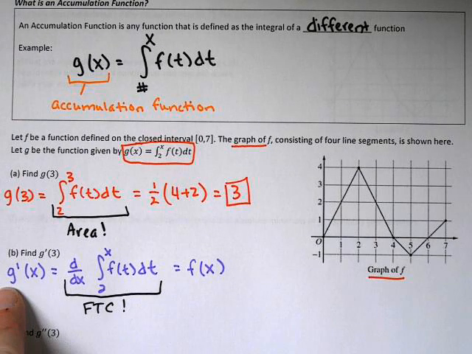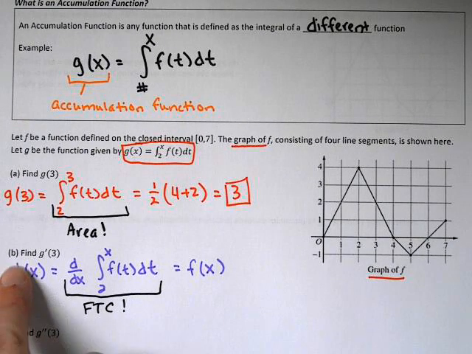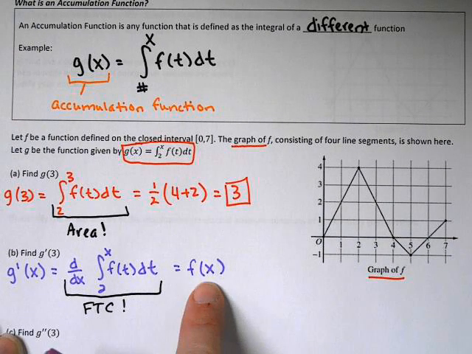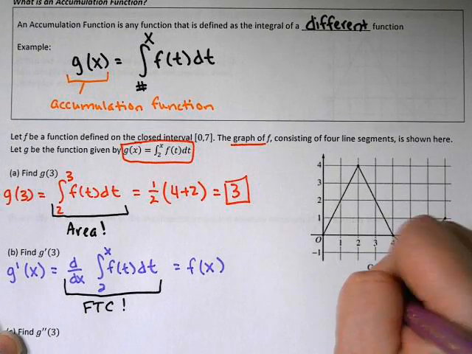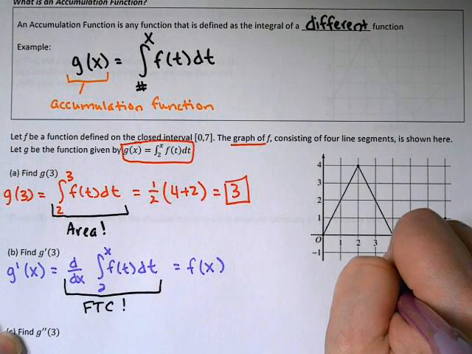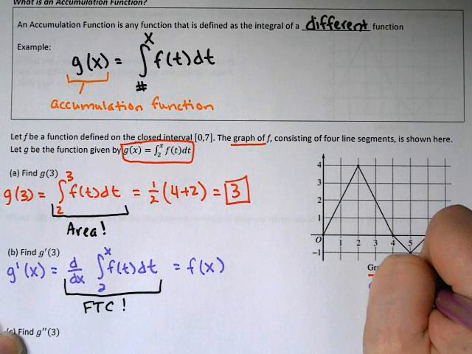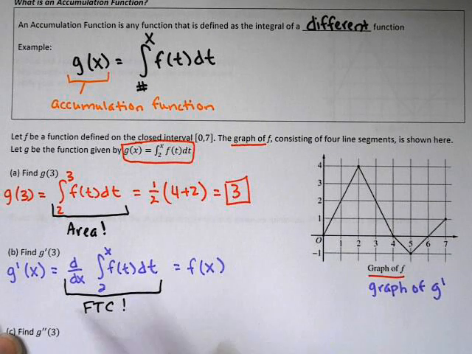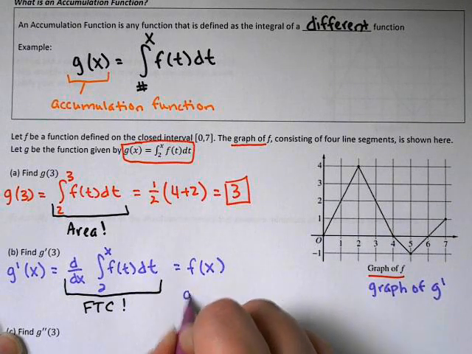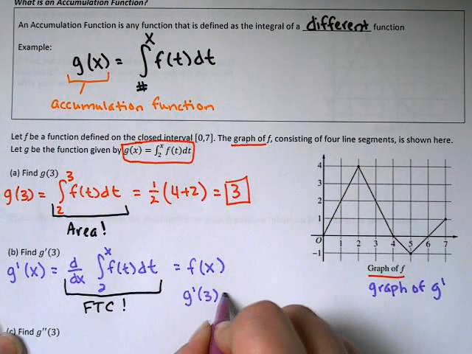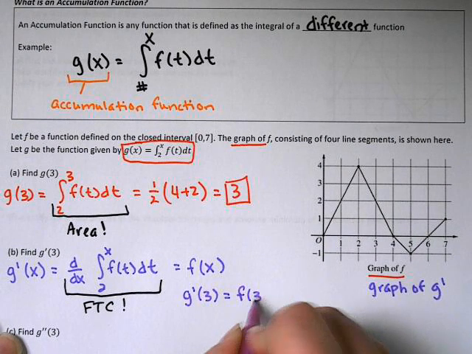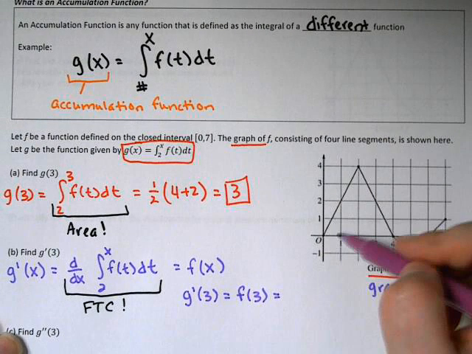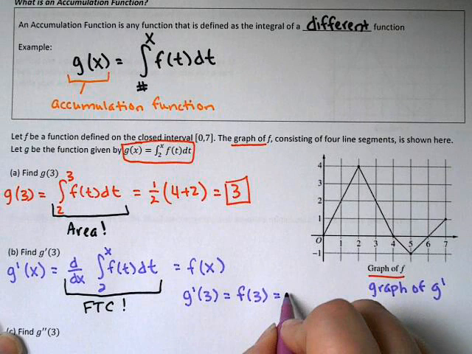Which means it's really important to note, we just said that g prime of x is equal to f of x. So this graph of f is really also the graph of g prime. So I'm going to just kind of make a note of that. It's going to be important as we keep moving forward. So that means then if I want g prime of 3, that's really f of 3, which is just the function value at 3. So that's equal to 2.